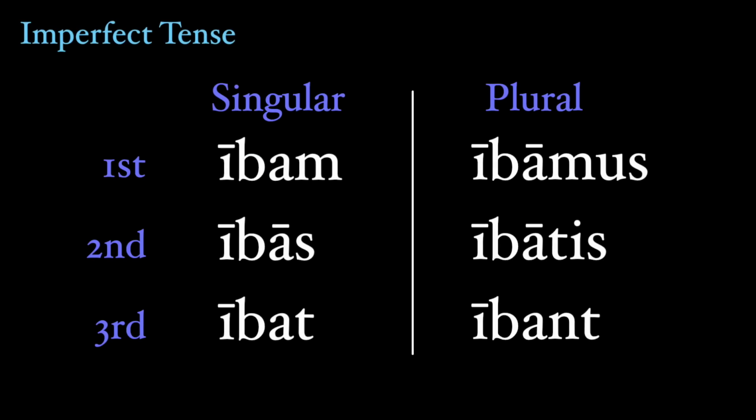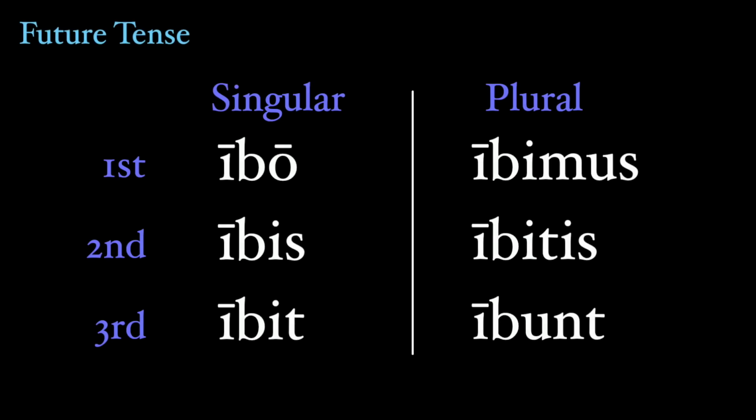The imperfect is pretty standard. Ibam, ibas, ibat, ibamus, ibatis, ibant, where we still have the ba that's characteristic of the imperfect, with the regular person endings. The future goes bo, bis, bit, bimus, bitis, bunt, like first and second conjugation verbs. Ibo, ibis, ibit, ibimus, ibitis, ibunt.